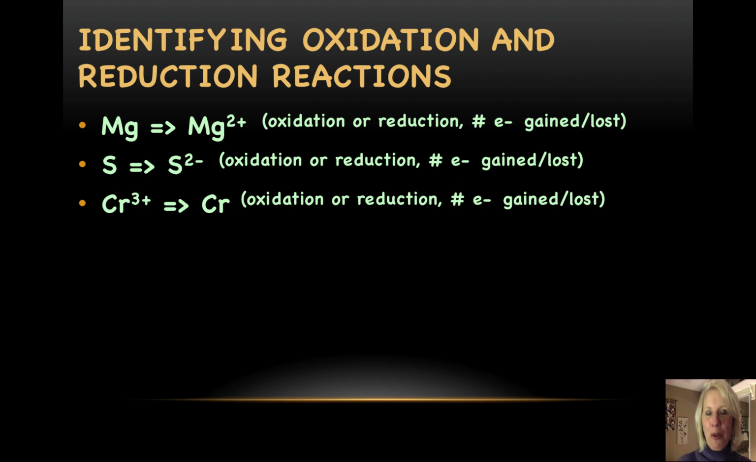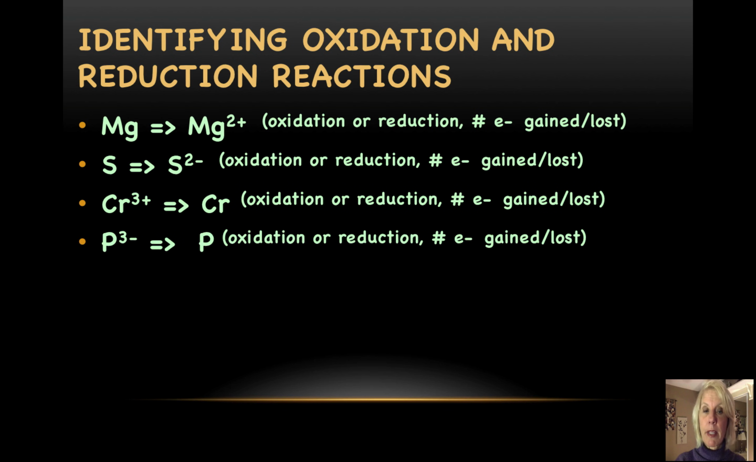In this example, the chromium 3+ ion is changing into the Cr atom. Now, how does Cr3+ change into Cr0? Doesn't the Cr3+ have to gain electrons? This would be a reduction reaction, and actually, the Cr3+ would have to be gaining 3 electrons. In the next example, P3-, that's the phosphide ion. When it changes just into a phosphorus atom, that 3- has to become more positive. That means the phosphide ion is losing electrons. This is oxidation, and it is losing 3 electrons.